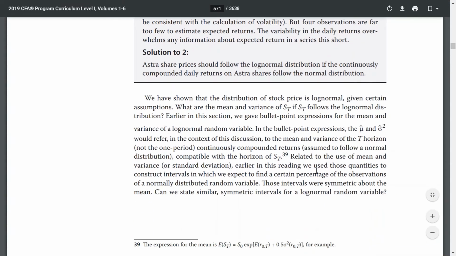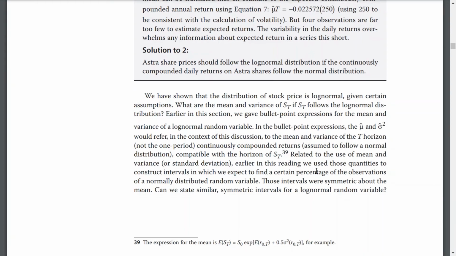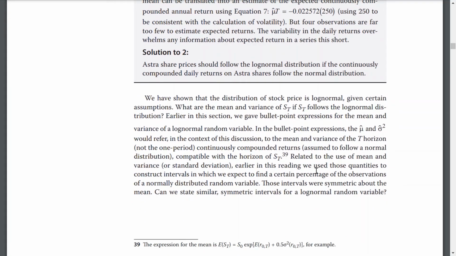Solution to 2. Astra share price should follow a lognormal distribution if its continuously compounded daily returns follow the normal distribution. We have shown that the distribution of stock price is lognormal given certain assumptions. What are the mean and the variance of ST if ST follows the lognormal distribution?